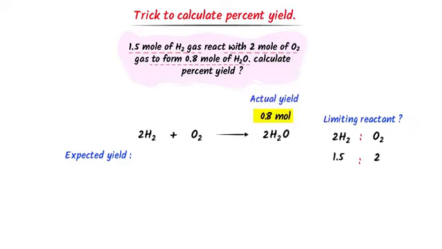Now I find the simplest ratio between them. I divide the given mole of hydrogen by its coefficient, which is 2, and I also divide the given moles of oxygen by its coefficient, which is 1.